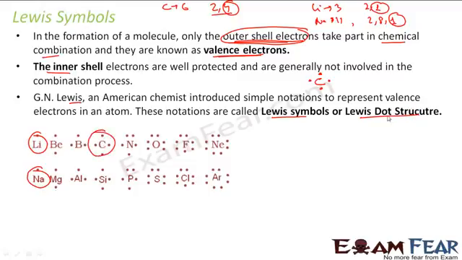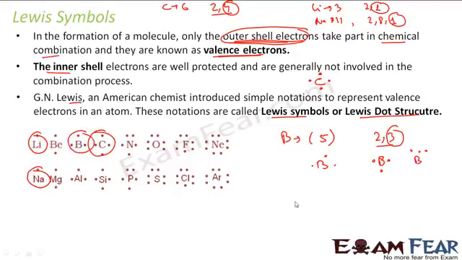Similarly for boron, if you see, boron has atomic number 5, so the electronic configuration is 2 3. The outermost shell has 3 electrons. So you write B and put 3 electrons like this. You can put the 3 electrons anywhere, like this also, or like this also, it doesn't matter. Just put 3 electrons surrounding boron, and that's how you write boron.